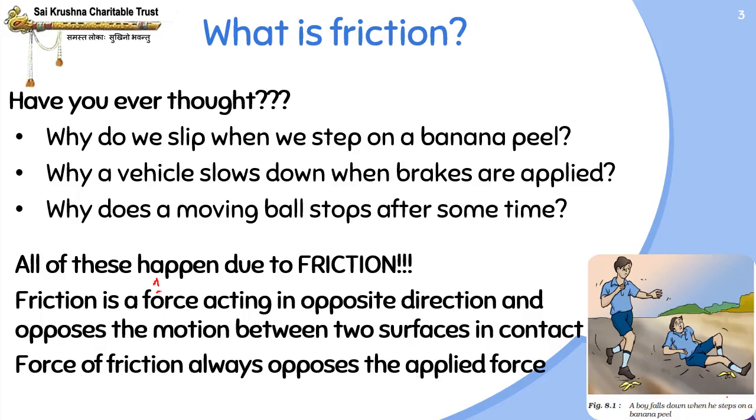Now if we take the example where we have thrown a ball or rolled a ball on floor and think like we have rolled it from right to left, then this force of friction would act in the opposite direction, from left to right. And coming on to the second part of the sentence, it opposes the motion between the two surfaces. So the two surfaces here are ball and floor. So it will oppose the motion and tends to stop the ball.